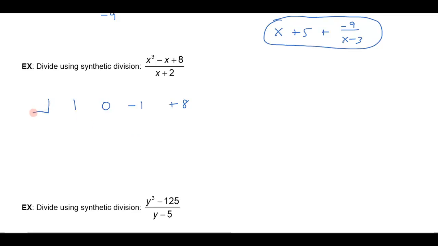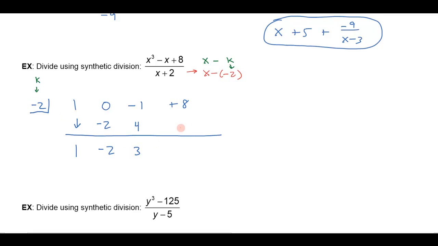And then I'm going to come over here, and I'm going to make a little box. And since I'm dividing by x plus 2, I want to think of this as x minus a negative 2. And remember, this only works to divide by x minus k, and k is what goes in this box. So now I need to put -2 in the box, leave a space for a row of numbers, bring the 1 down. -2 times 1 is -2. Add these down. -2 times -2 is 4. Add those down. -2 times 3 is -6. Add those down. And I see that I'm done very quickly.